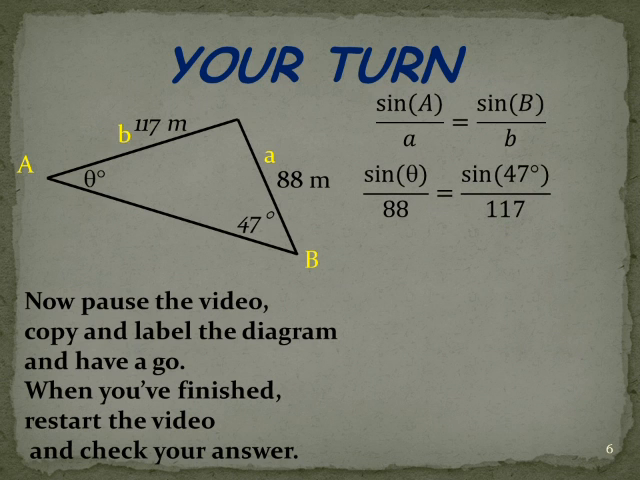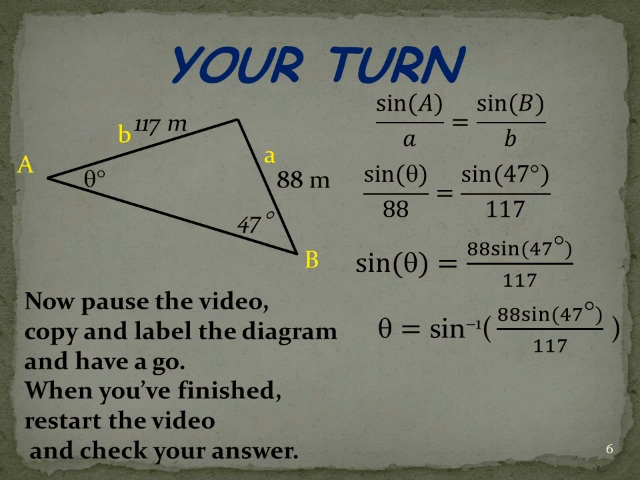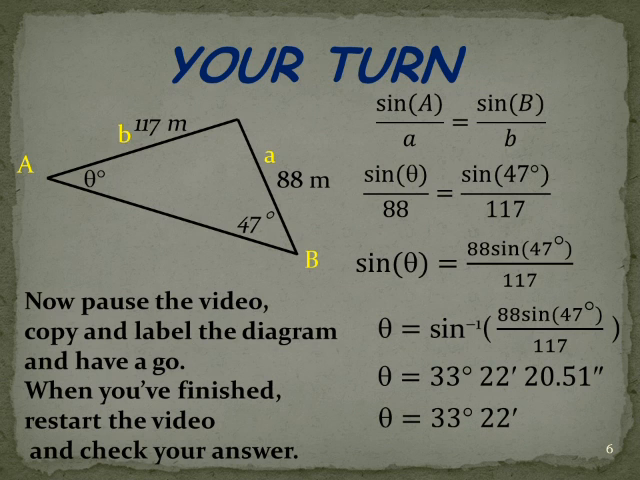So sine theta in this case divided by 88 is sine 47 degrees divided by 117. Multiplying both sides by 88, we get sine theta is equal to 88 sine 47 degrees divided by 117. Using the inverse function, we now have theta is equal to sine to the minus 1 of 88 sine 47 degrees divided by 117. So theta is 33 degrees, 22 minutes, 20.51 seconds. Rounding to the nearest minute, we have theta is 33 degrees, 22 minutes.